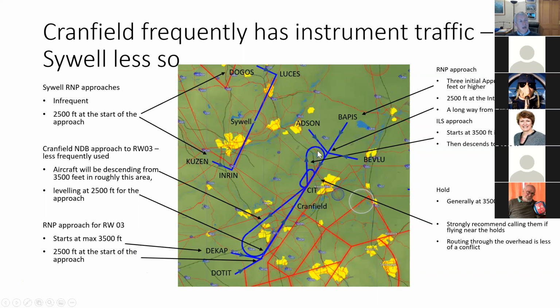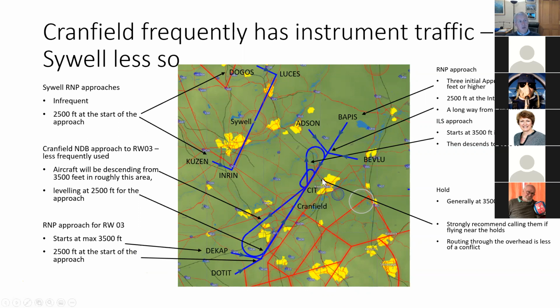Either it will extend out to about, I think it's about 8 miles from CIT, and then go back and join the final approach and descend. Or if they've done a missed approach to come out this way, they'll go straight back through the beacon, then outbound in an oval shape like that. So this area to the northeast of Cranfield is pretty busy if they've got instrument traffic.